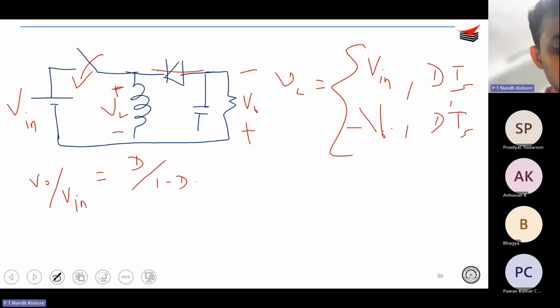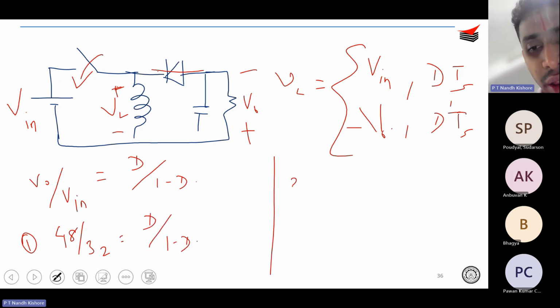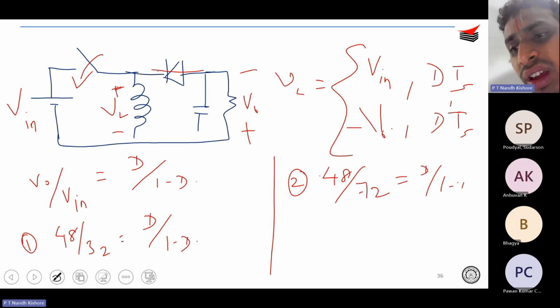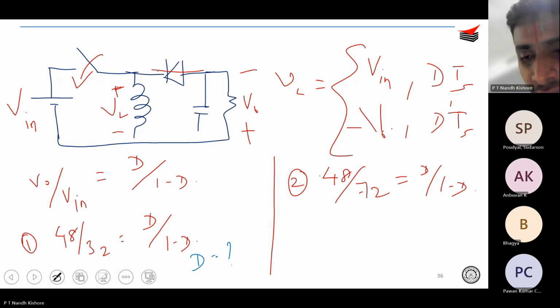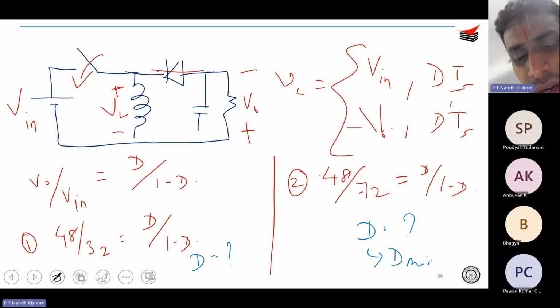Okay. Now, one case is V naught is 48 volts, Vs is 32 volts. So 48 by 32 is equal to D by 1 minus D. This is one case. And the second case is 32 to 72 volts, right? So V naught by V in. So 48 by 72 is equal to D by 1 minus D. So find out what is the value of D in this case and find out what is the D in this case. So this will be the minimum value D minimum and this will be D maximum, I guess.